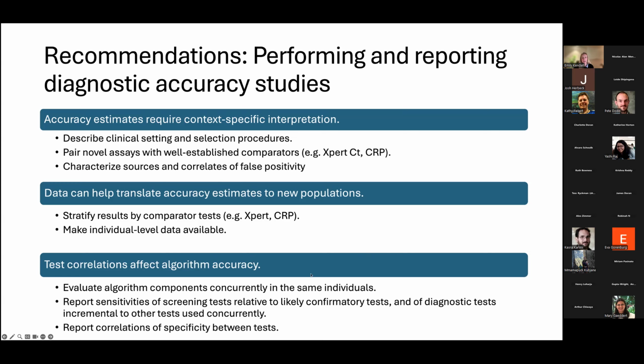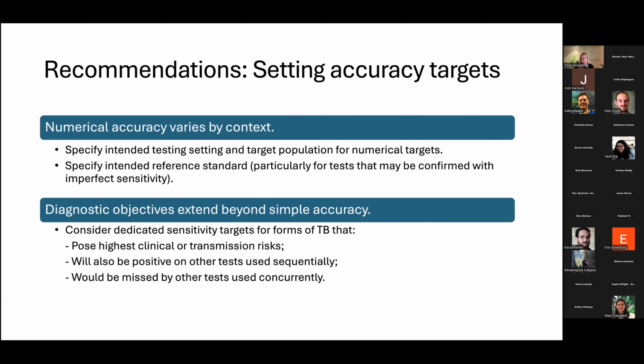From a test correlation standpoint, it's also particularly useful to evaluate the algorithm components of the same test or different tests in the same individuals if they're likely to be used together, and to report correlations of sensitivities and specificities. In terms of setting accuracy targets, like developing a TRP or just thinking about what accuracy we're aiming for in different test evaluations, again, it's important to keep in mind that numerical accuracy varies by context, and to specify the intended setting, target population and reference standard when we're talking about accuracy targets.